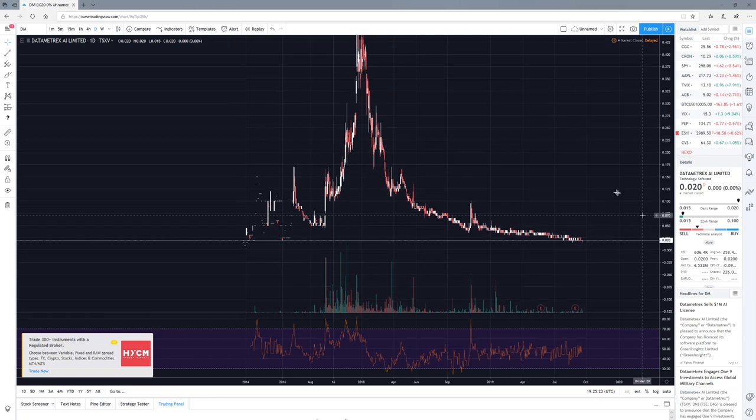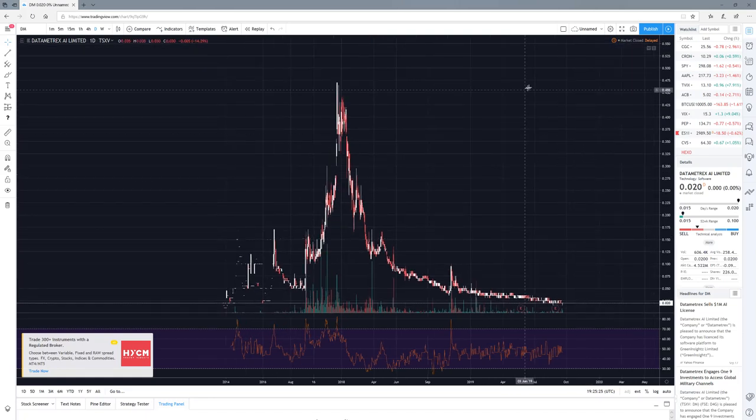DM, look at this piece of shit. They had so much good news though, you have government contracts, all of that. Look what the chart says. Fuck off.